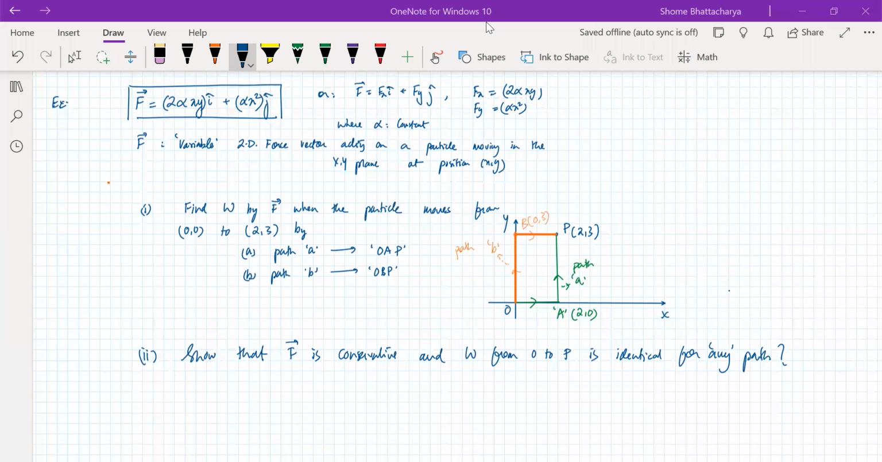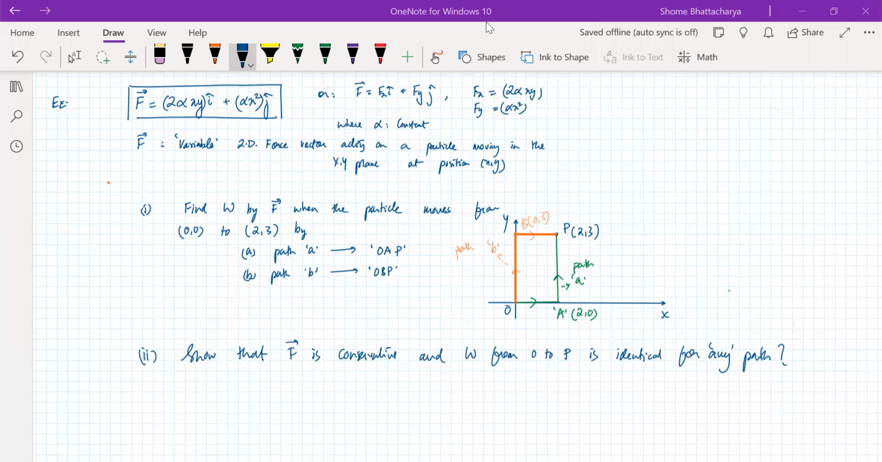Similarly, when you're going from A to P, your x coordinate is fixed at 2, whereas your y coordinate is variable. It is going from 0 to 3. So your displacement ds is going to be dy j cap because you're moving along the y-axis. So substitute F dot ds with these conditions and calculate the work done.